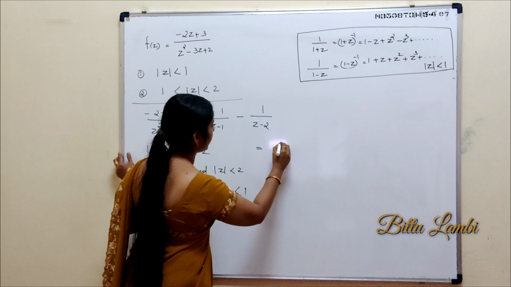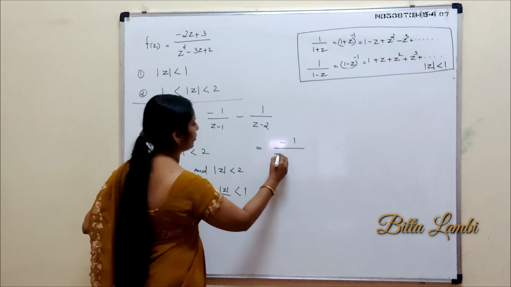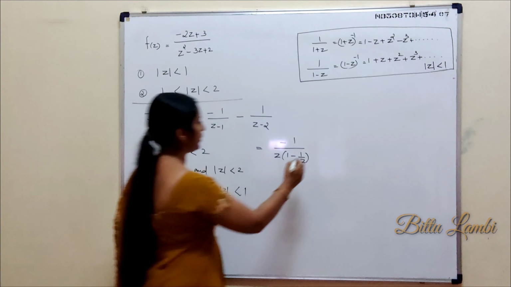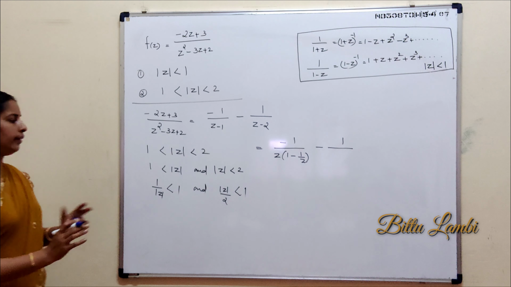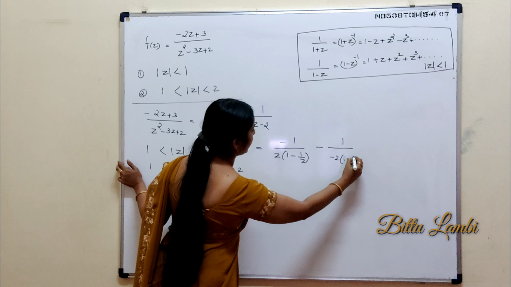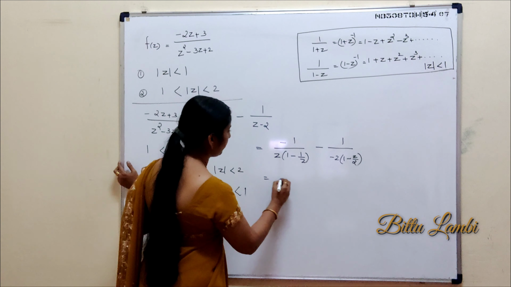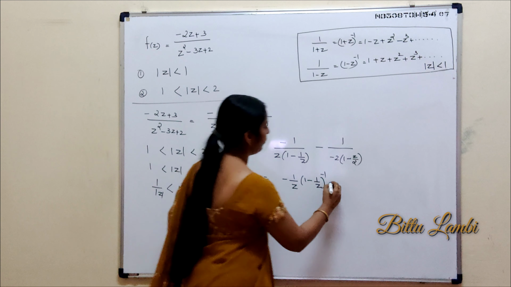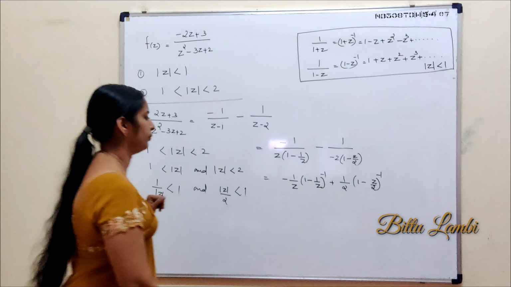So its rearrangement is minus 1 divided by, here 1/mod z is less than 1, so you take z outside. So z into (1 - 1/z). That's ready for expansion. Minus 1 by, we have mod z/2 less than 1, so you make it z/2. For getting z/2, you take minus 2 outside, 1 - z/2. Now it's ready for expansion. And this is -1/z·(1 - 1/z)^(-1) + (1/2)(1 - z/2)^(-1).